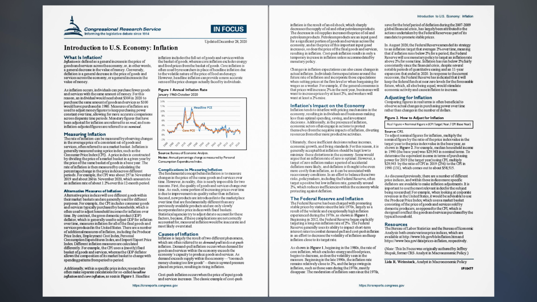Measuring inflation. The rate of inflation can be measured by observing changes in the average price of a consistent set of goods and services, often referred to as a market basket. Inflation is generally measured using a price index, such as the Consumer Price Index (CPI). A price index is constructed by dividing the price of a market basket in a given year by the price of the same basket of goods in a base year. The rate of inflation is then measured by calculating the percentage change in the price index across different periods.